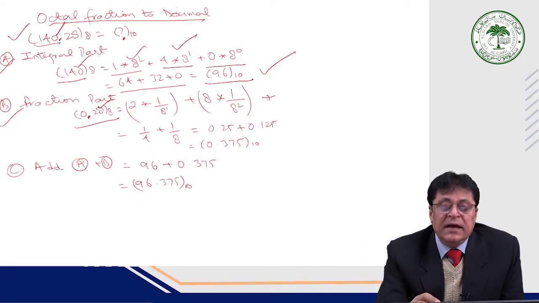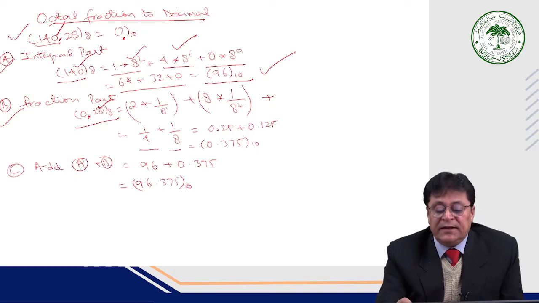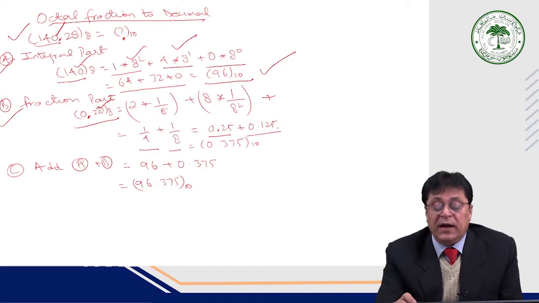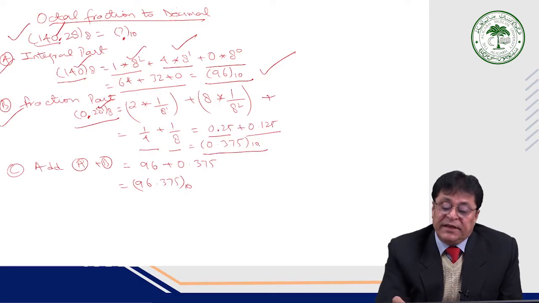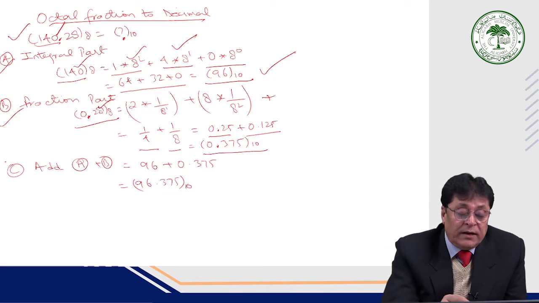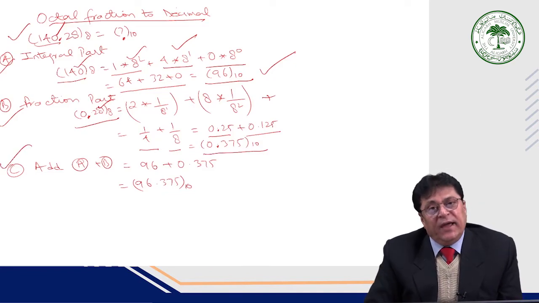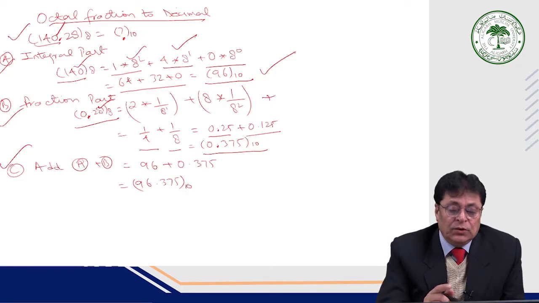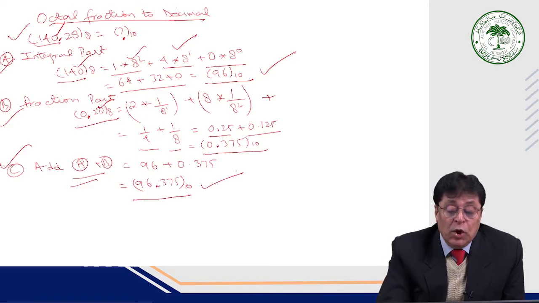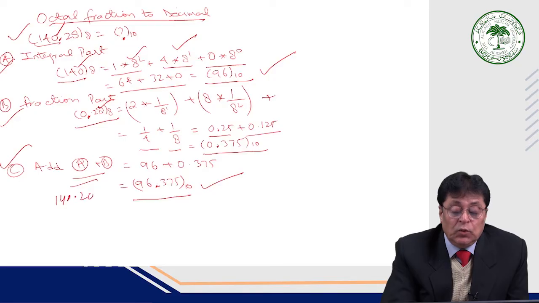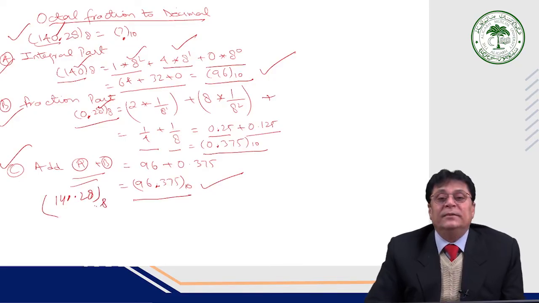Here in this case, when we solve it, we'll get 2 times 1 upon 8 and 8 times 1 upon 64, that is 1 upon 4 and 1 upon 8. Solving this will result in 0.25 and 0.125, and when we add these, we get 0.375, which is the equivalent decimal number for the fractional part. Now we'll combine the results of step A and step B. So we add A and B, and resultantly we get 96.375, which is equivalent to the octal number 140.28.